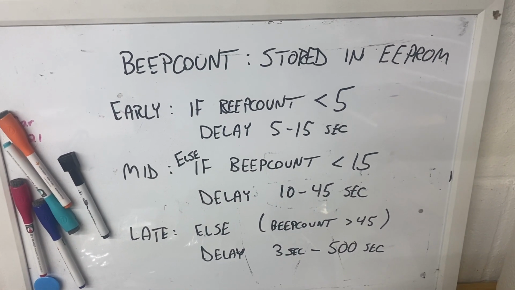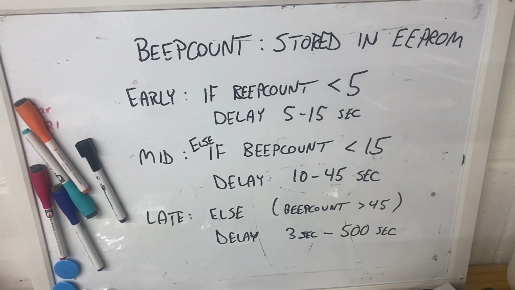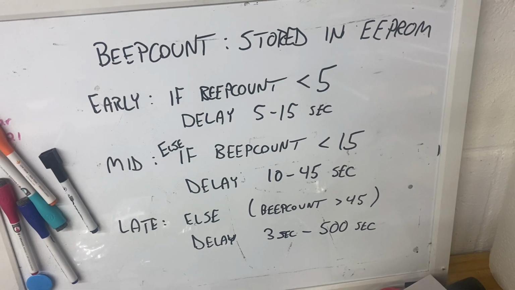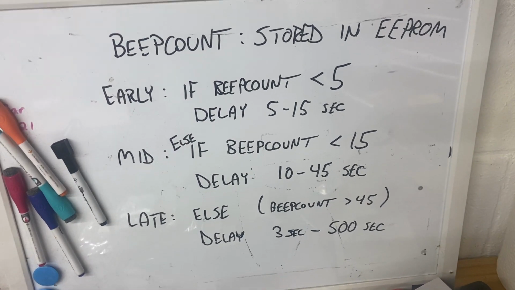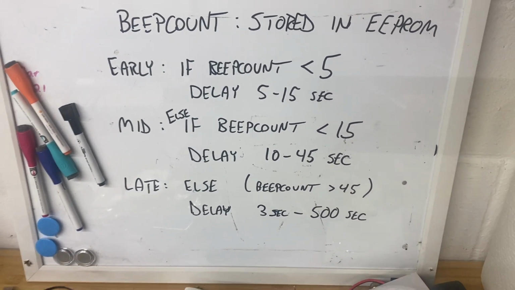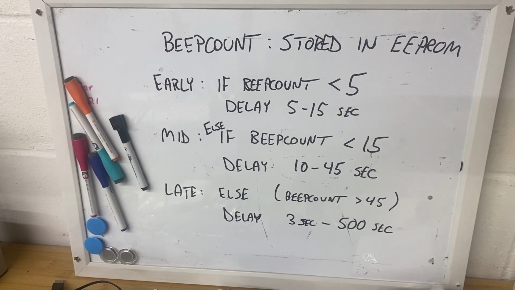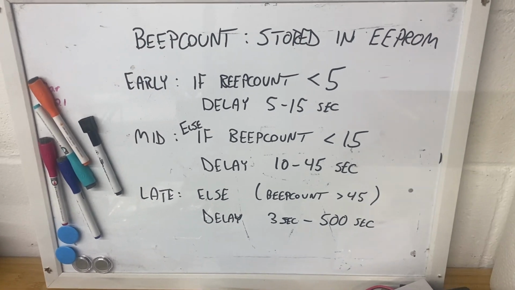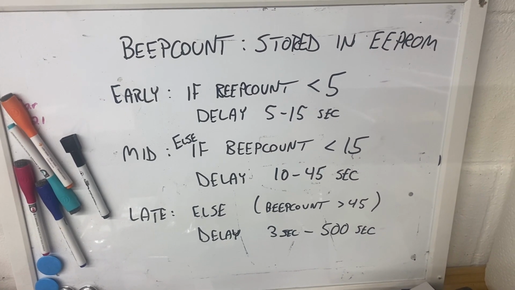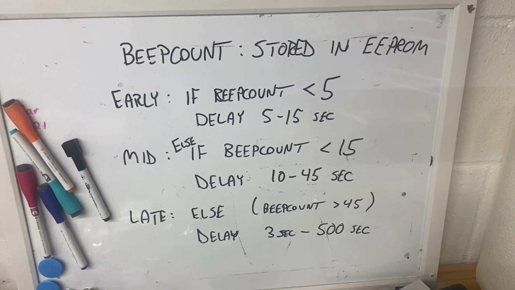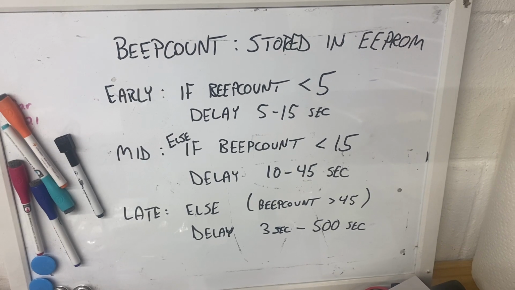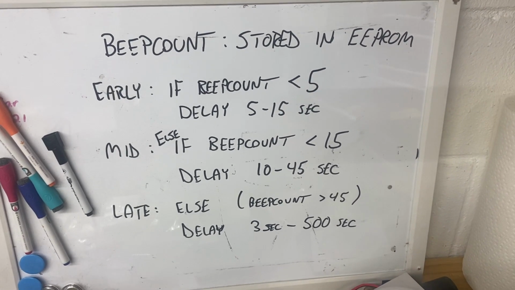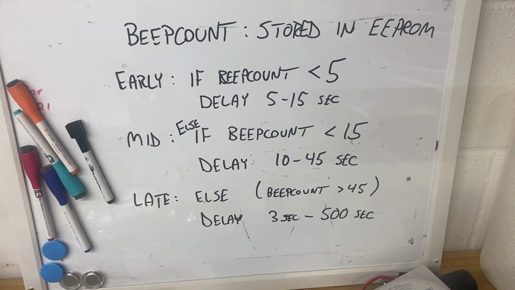And then in the middle phases, when we're still around but maybe driving in town, the chance of a beep becomes a little bit less but still likely. And then late, when he's gone and living his life in Colorado, we want it to be very infrequent and seemingly random. So if beep count is less than 5, I execute a delay of 5 to 15 seconds before going into the rest of the program.